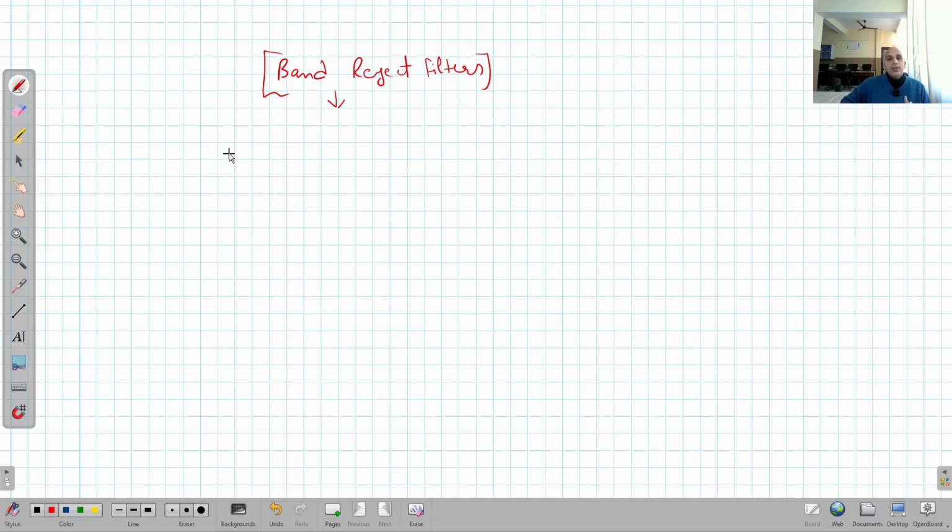As we saw in the case of the band pass filter, we were allowing a certain band of frequencies, a certain range of frequencies, to pass through that filter. But here the things will be totally opposite. Here we will reject a particular range of frequencies, a band of frequencies. That's why we call it a band reject filter. Again, we can have two types of band reject filters: one is a wideband reject filter and the other is a narrow band reject filter, depending upon the frequency response.